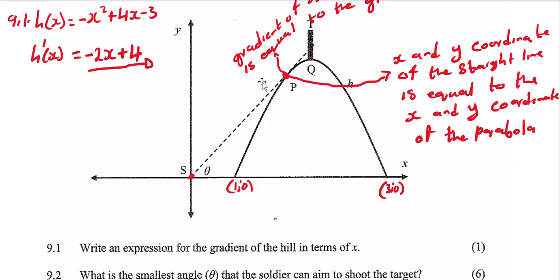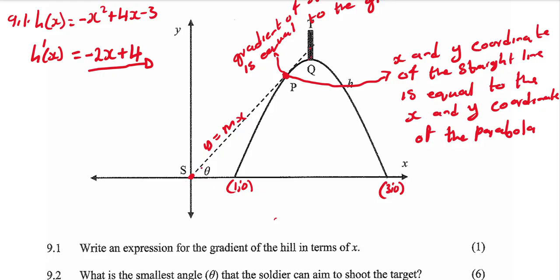So now we need this angle. First of all, we know that the equation of this line is y equals mx, because we don't know the gradient of this line. Why am I saying it is y equals mx? Because we don't know the gradient, and it is going through the origin. Do you get me?